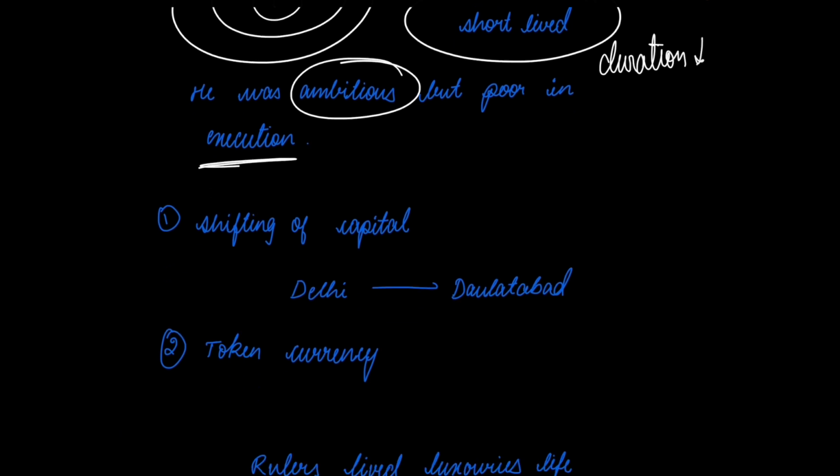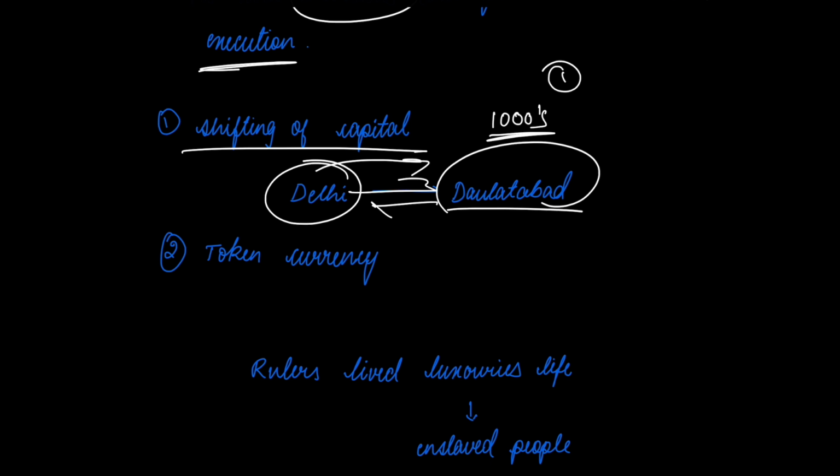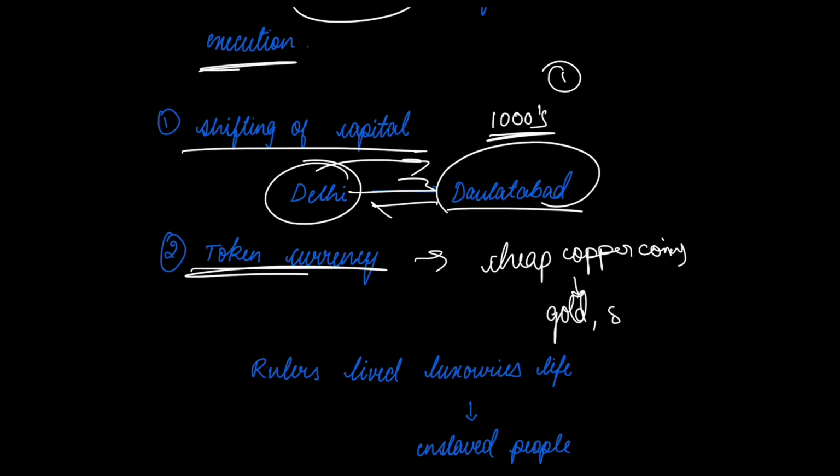One of his ambitions was shifting the capital. He wanted to shift the capital from Delhi to Daulatabad, as he felt Daulatabad was more central and could help him rule the whole of India properly. But the shift caused major loss of life, as people had to travel thousands of kilometers, so he had to shift back to his original capital. Next, he introduced token currency, that is, he made cheap copper coins and gave them the value of gold and silver.